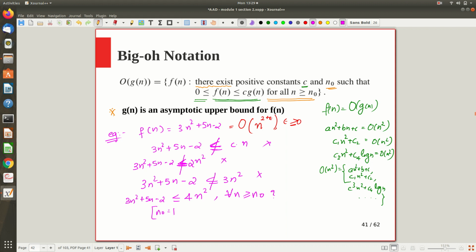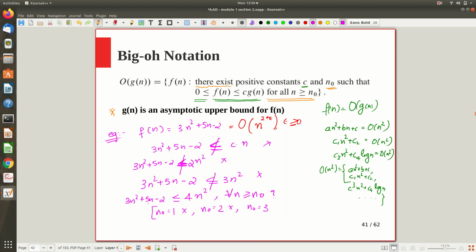Definitely for 1, here I am getting 3 plus 5, something bigger, so it is not going to work for 1. Then will it work for 2? You have to try. 2 square is 4, 4 into 4 is 16, but here you are getting 12 plus 10, that is 22, so it is not going to work. Okay, fine. So n0 is equal to 3, will it work? Here 3 square is 9. 4 into 9 is 36, right? So here I am getting 36. Here it is 27 plus 15, 37.